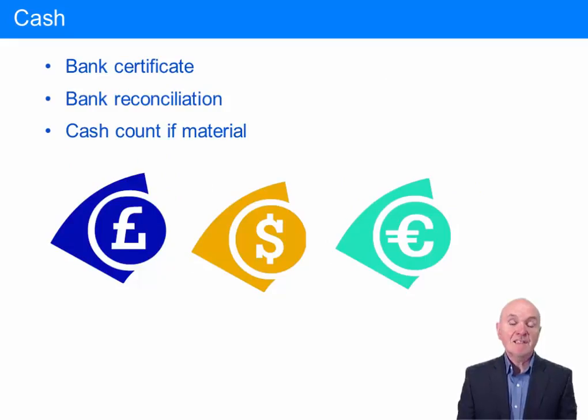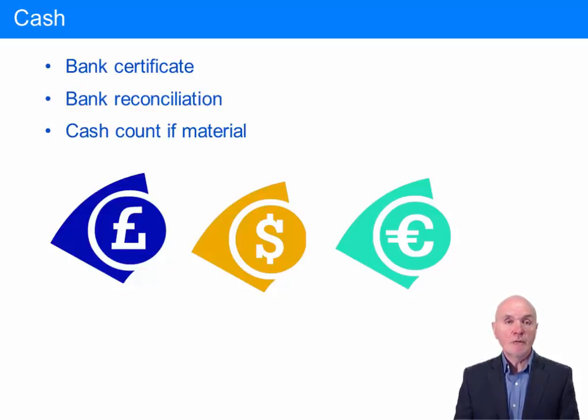The audit of cash is usually one of the simplest parts of an audit, particularly if the cash is in the bank rather than a lot of cash sitting around in shops and tills and so on. It's easy because the bank looks after it, and the bank sends bank statements periodically.